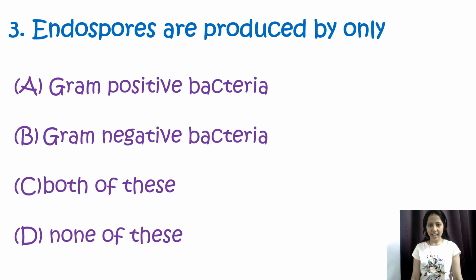Question number 3. Endospores are produced only by, so options are gram-positive bacteria, gram-negative bacteria, both of these or none of these. So over here my correct option will be A, that is gram-positive bacteria. Endospores are primarily produced by gram-positive bacteria only, as a survival strategy in response to unfavorable environmental conditions, whereas gram-negative bacteria do not produce endospores as a means for their survival. So my correct option will be A, that is gram-positive bacteria.